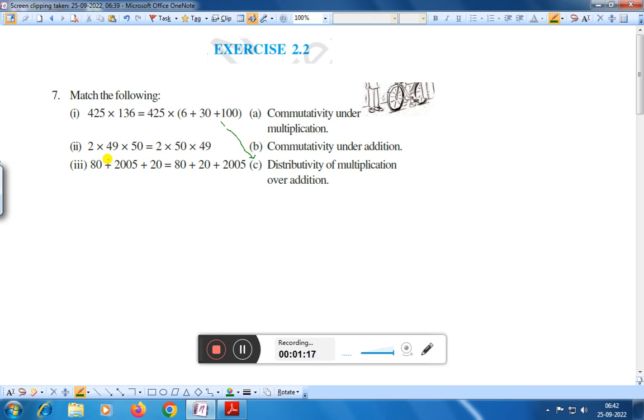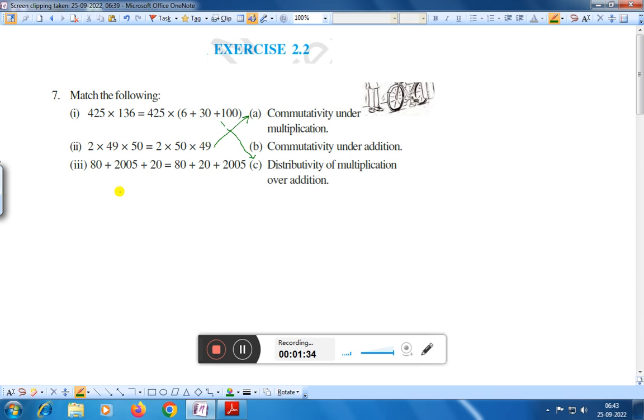Number 2 is 2 into 49 into 50 is equal to 2 into 50 into 49. That means we are grouping together 2 into 50 first, after that we will multiply 49. Therefore, it is commutativity under multiplication. This 2 is A. We will match this one with A.